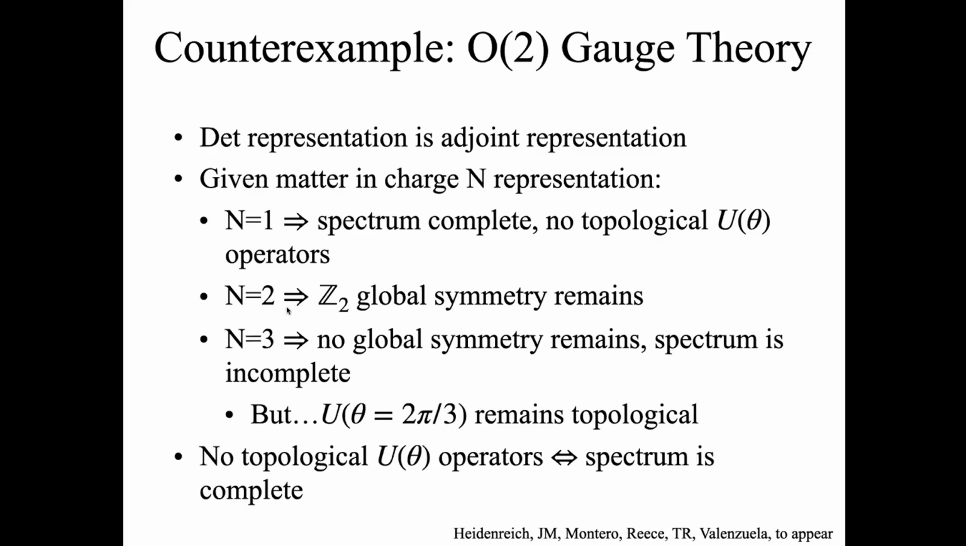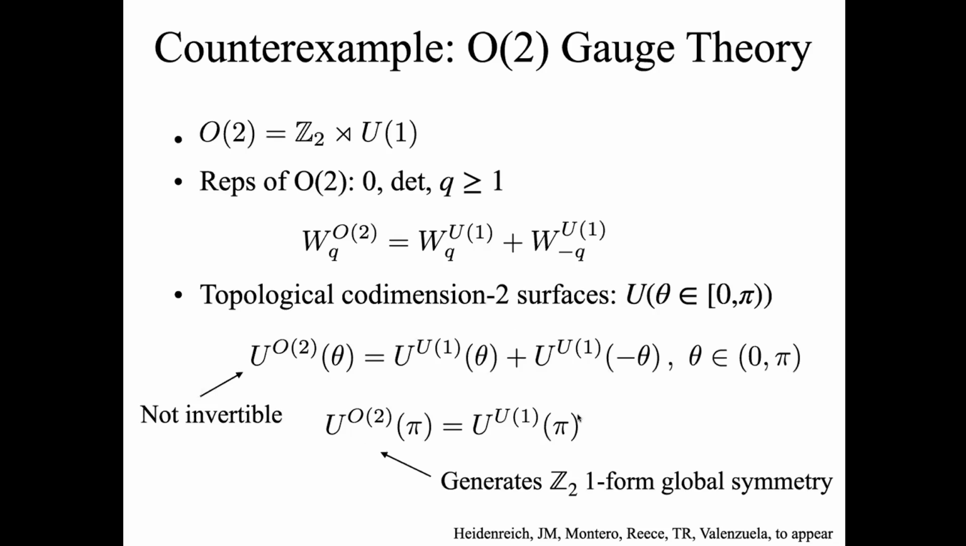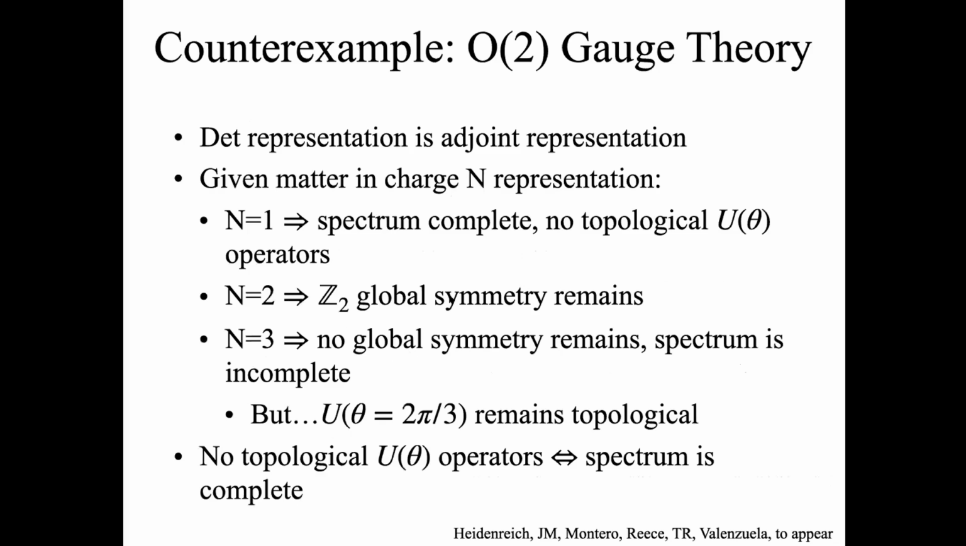When n equals 2, if you just add in matter in the charge 2 representation, you'll get states in charge 2, 4, 6, 8, and so on. This is going to break a number of the topological surfaces and render them non-topological. But you'll still have the theta equals pi surface, and so you'll still have a Z2 global symmetry. So the spectrum is incomplete, but there's still a one-form global symmetry. In the case of n equals 3, this Z2 is broken. So there's no more one-form global symmetry, like in the S3 case.